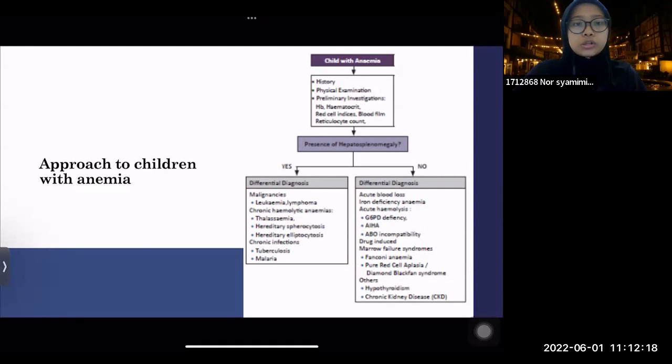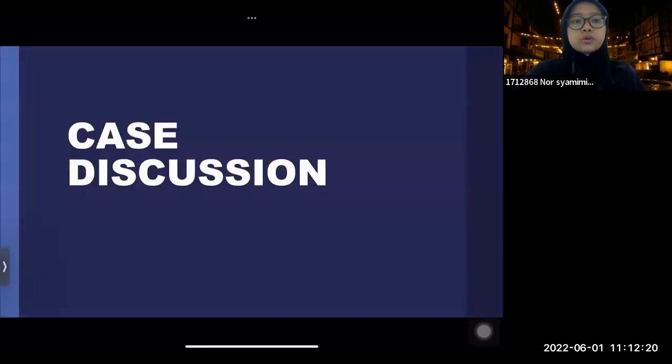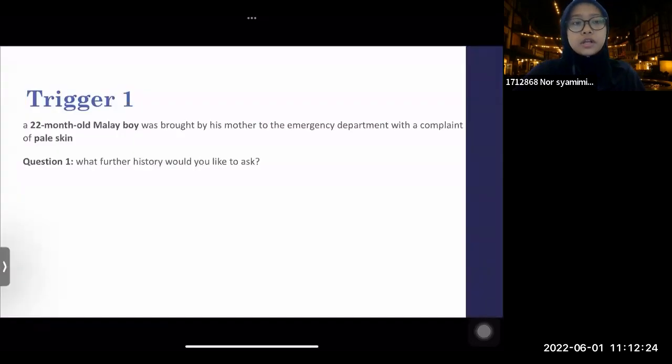Okay, so next we go to the case discussion. First, we have trigger 1. A 22 month old Malay boy was brought by his mother to the ED with a complaint of pale skin. Question 1 is, what further history would we like to ask?